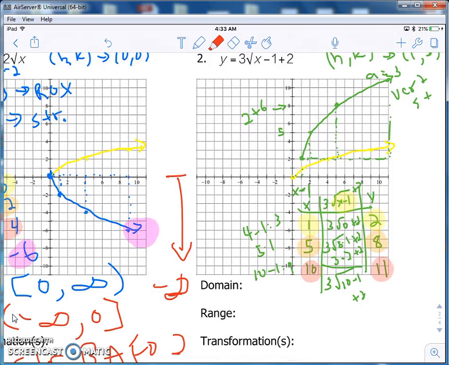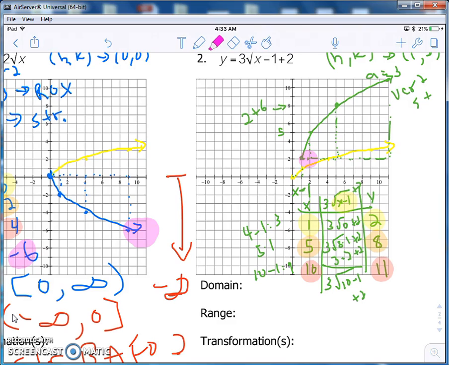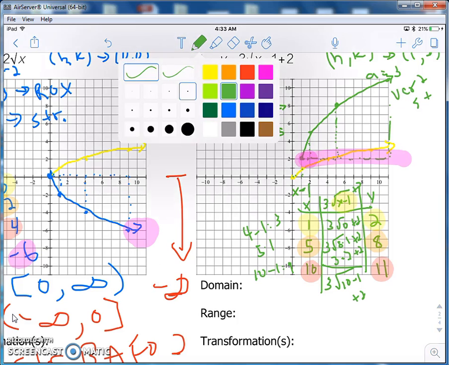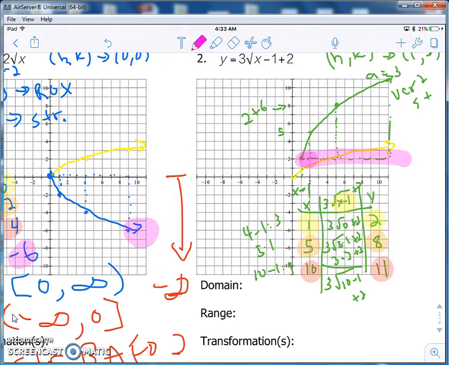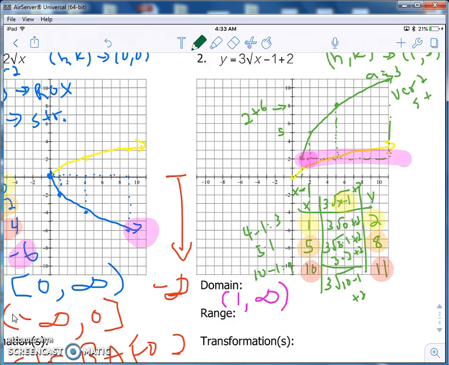Let's look at domain and range. Our domain is the possible x values we can use. Our domain starts here at x equals 1 and goes out to infinity. So our domain is going to be 1 to infinity. Our range, let's use dark green, our range, or our y values, go from y is 2 up and up and up.